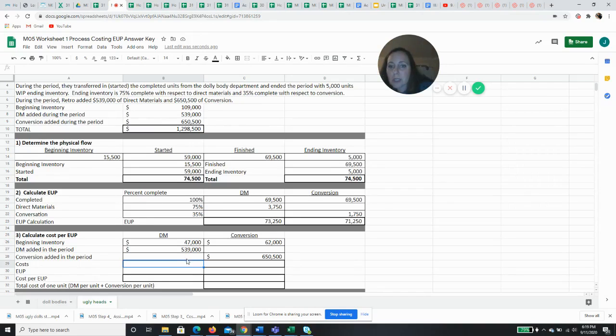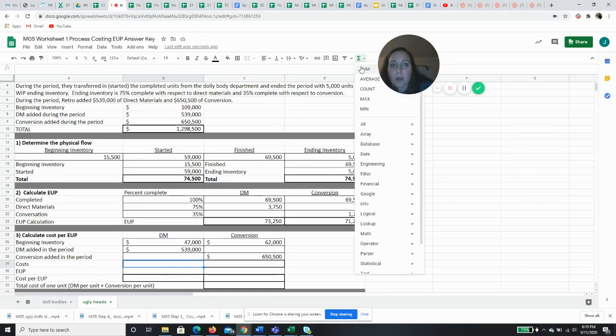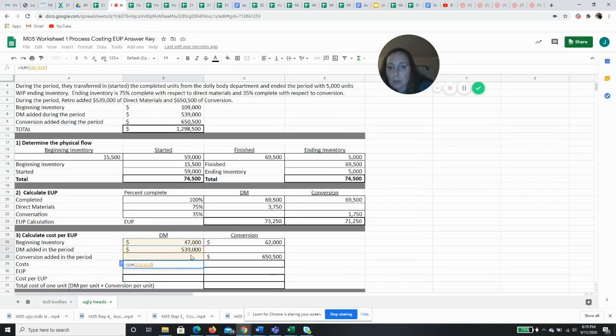On the direct materials side, our total costs are 586,000, and on the conversion side, our total costs are 712,500. So then we copy down our EUP. Our EUP for direct materials is 73,250. And our EUP for conversion is 71,250.